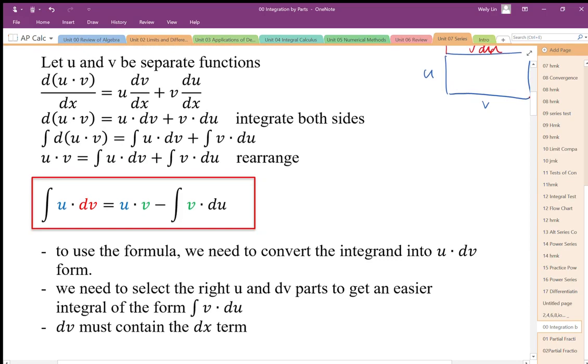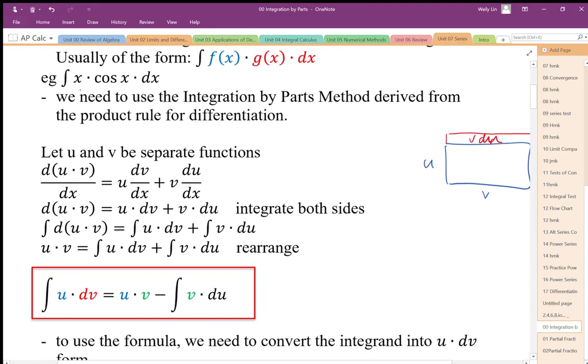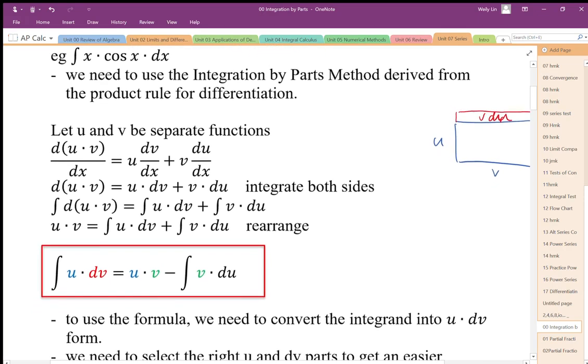Okay, so we need to be able to apply this. We need to be able to convert this expression, whatever it is, into a u piece and a dv piece. So in this example here, x cos x dx, we need to be able to separate this into parts, and one part has got to be the u part, the other part has to be the dv part, and to be a dv part, it has to involve the dx piece. Okay, and if we can choose that, we can rearrange it, and maybe, if we're lucky, this integral here will be easier than what we started with.